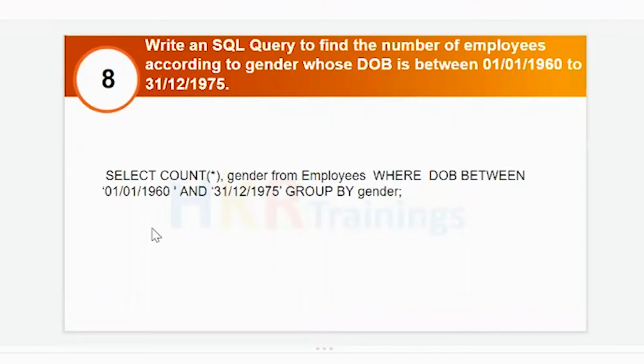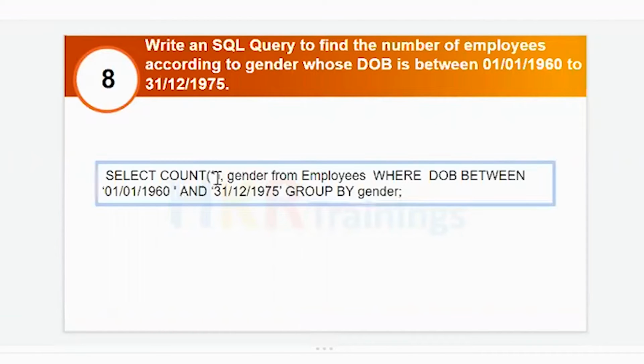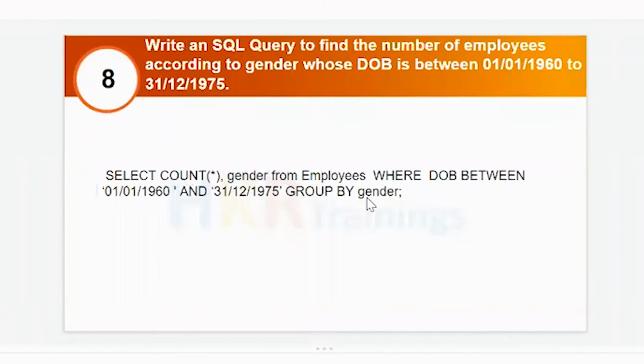So what are we doing here? What do we want to know? We want to know the number of employees based on gender whose date of birth is between so and so date. Pretty simple, right? To find the number of employees, we use count asterisk, correct? Because count asterisk will give me the count of the number of rows. And then comma, we are using gender. Now why are we using gender? Because it has been asked in the question that we have to do it based on gender. So that's why we have used gender in our select statement from employees where date of birth is between this date and this date, and then group by gender.